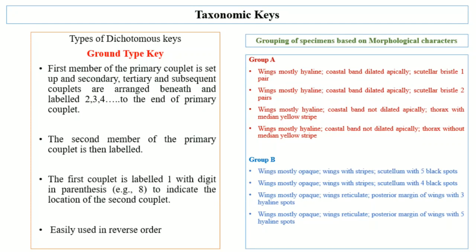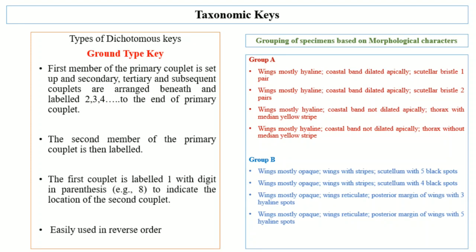In this video, we are going to talk about the ground type taxonomy key, that is a type of dichotomous keys. So in ground type key, the first member of the primary couplet is firstly decided or set up, and then its secondary, tertiary, and subsequent couplets are arranged, and these are written in at the end of the primary couplet and labeled as 2, 3, 4, and so on.